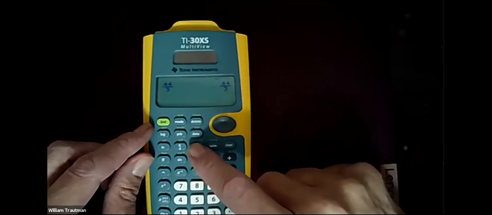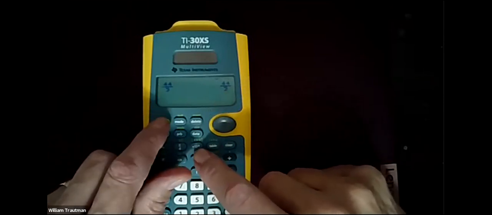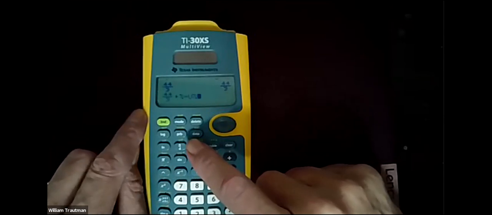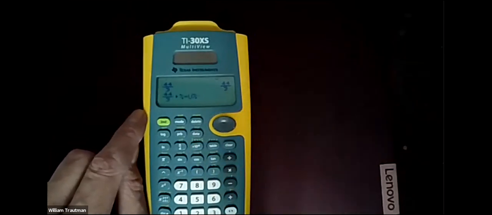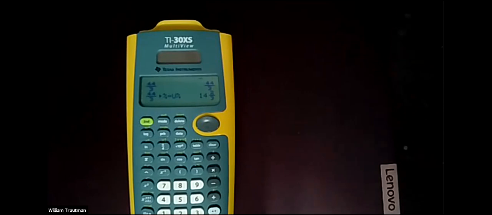To change the fraction to a mixed number, I hit the green button and it says it's going to change it from a fraction to a mixed number. So when I hit enter, it changes it to 14 2/3. So it will change an improper fraction to a mixed number. And I'm going to do that one more time.